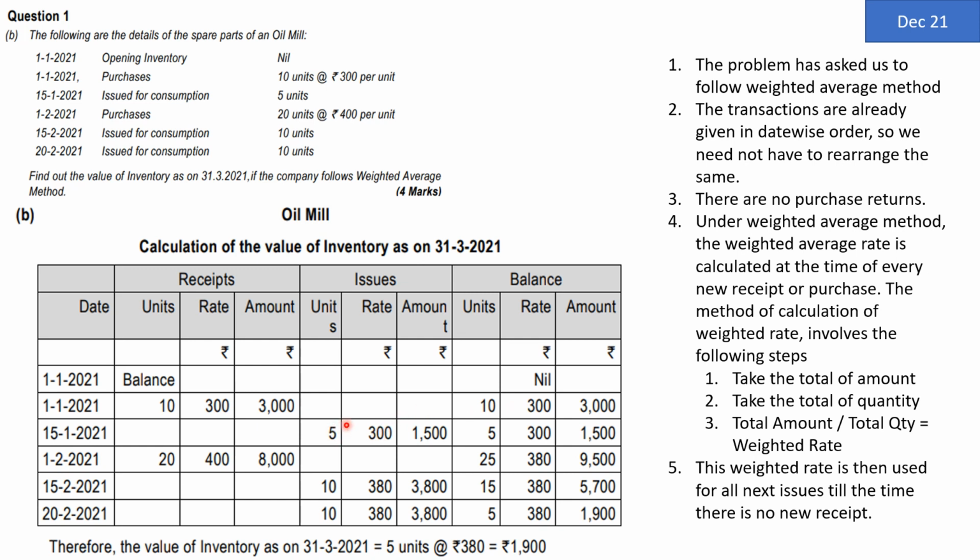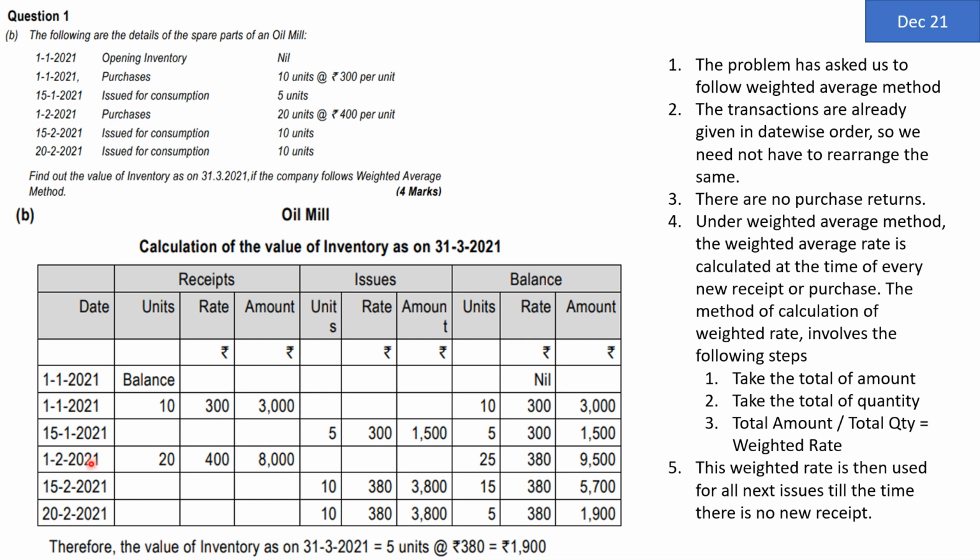So 5 units into 300 is equal to 1500. We were having 10 units. We received nothing and we issued 5 units. So remaining are 5 units. They are all obviously at rupees 300 because there is no other rate. So 5 into 300 is equal to 1500 is the closing balance as on 15/1/2021.